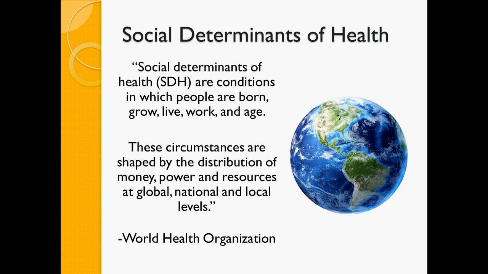So let's start off with what are the social determinants of health, because this really impacts the work that we do in public health. The WHO, or the World Health Organization, calls social determinants of health the conditions in which people are born, grow, live, work, and age. And these circumstances are really shaped by how we distribute money and power and resources, not only here at the local level, but at the national level and across the globe. So that's the definition that we hear most often.